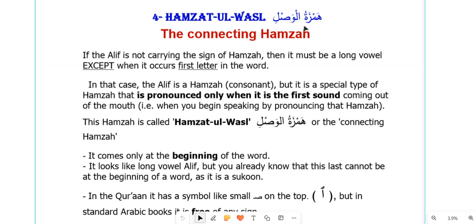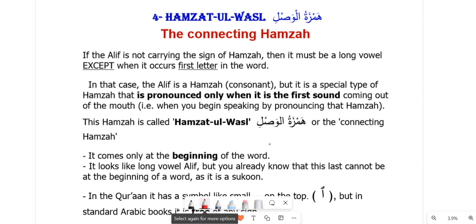As I have already explained, what is the meaning of wasl? Wasl means to connect, and it comes from the verb wasala. Wasala is a past tense verb. It means he connected. So here the wasl comes from the same verb, meaning to connect. So hamzatul wasl means the hamza that connects. And what is it connecting? It is connecting the sound, the recitation when you recite.